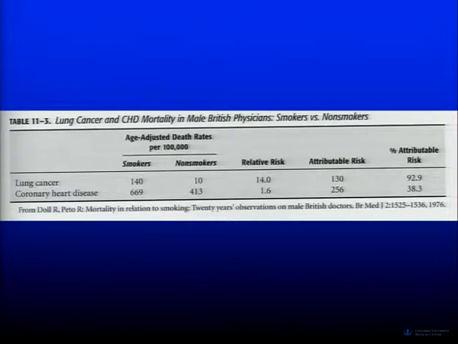Well, the strength of the association, what term do we use to see how strongly two variables are related? Yeah, right, the relative risk. So how strong is the relative risk for lung cancer and smoking? It's very strong. It's 14, right? That's the number. It's 14. In the lung cancer cases, how much of the risk of lung cancer is due to smoking?